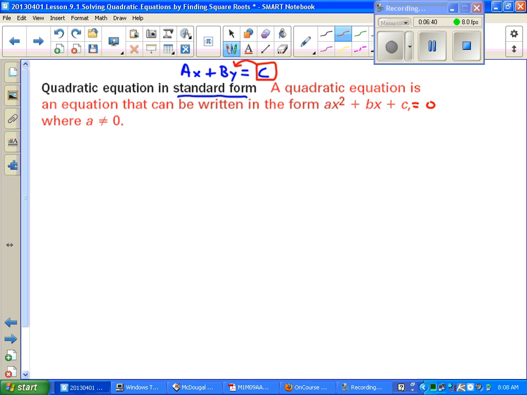Ax squared plus bx plus c equals 0. But notice another difference between the standard form we looked at and this one. Both of those letters, both of those variables right there, are the same variable. One of them's squared and one of them's not, and that's the biggest difference. But it's the same variable. It's not an x and a y.